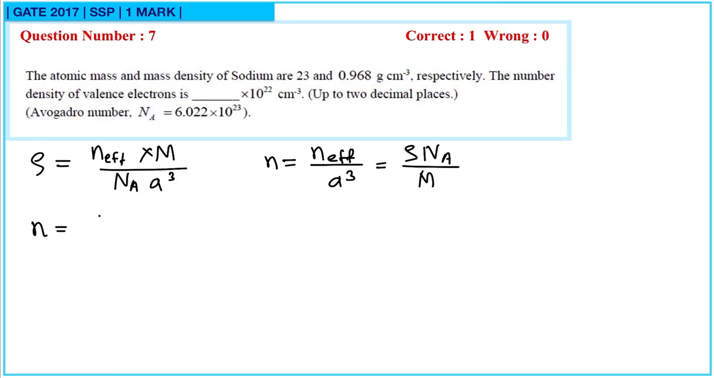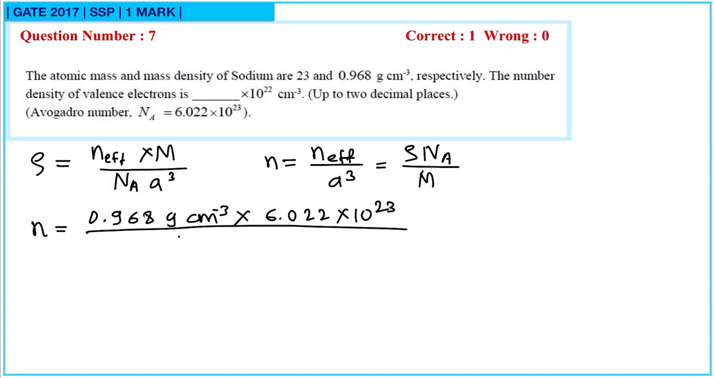So N is equal to, density is given 0.968 gram per centimeter cube into Avogadro's number is 6.022 into 10 raised to 23 upon mass is, it is in gram, so this will be 23 gram per mole. So everything will cancel out and then answer will be in per centimeter cube.